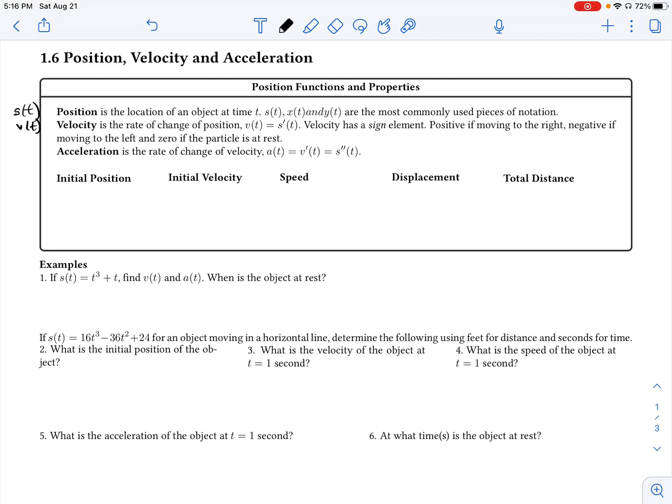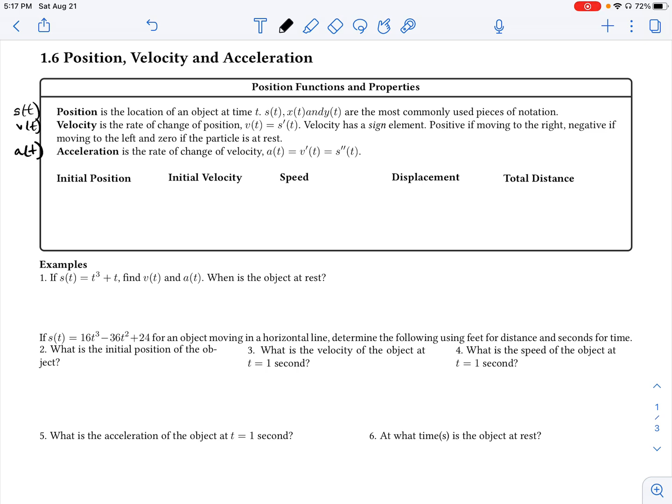So S of t describes the position of an object at a given time. Velocity describes the rate of change in that position. Well, what about when we take the derivative of a velocity function, or what we know as the second derivative of the position function? Well, that then gives us what's called our acceleration. So the rate at which that rate of change, or the velocity, is changing. So the rate of change of velocity, if you will.